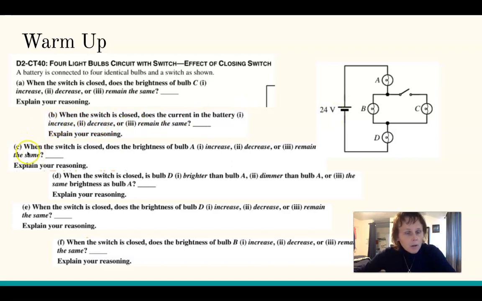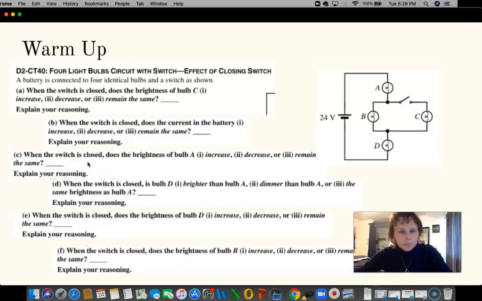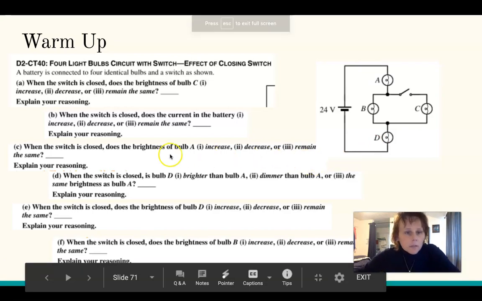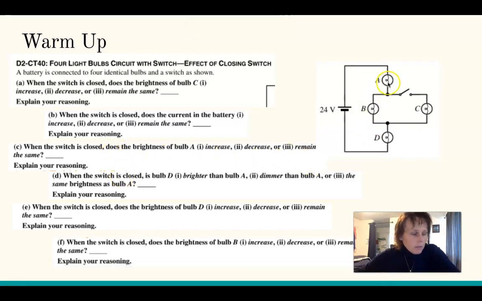For C, let's look at the next one. When the switch is closed, does the brightness of bulb A increase, decrease, or remain the same? So, compared to when the switch is not closed. And the answer to this question is the brightness in bulb A is greater. It will increase. The reason for that is that the current in the circuit will increase.